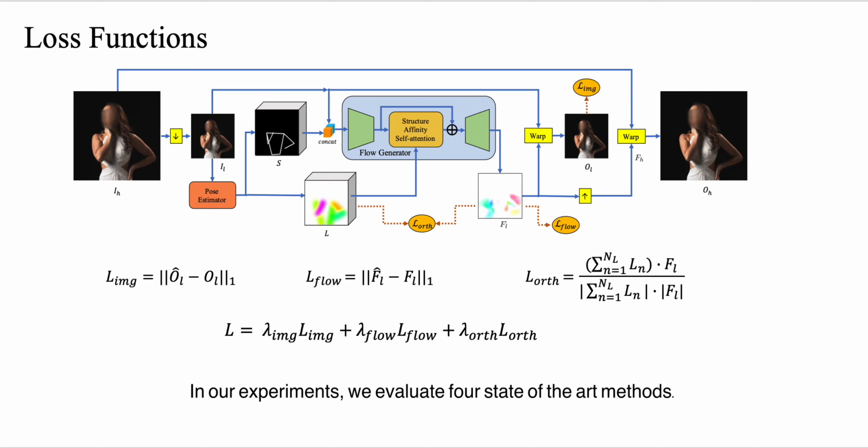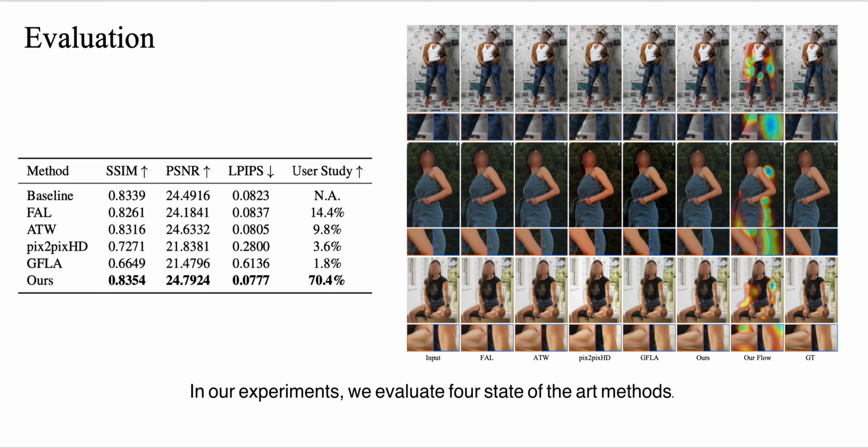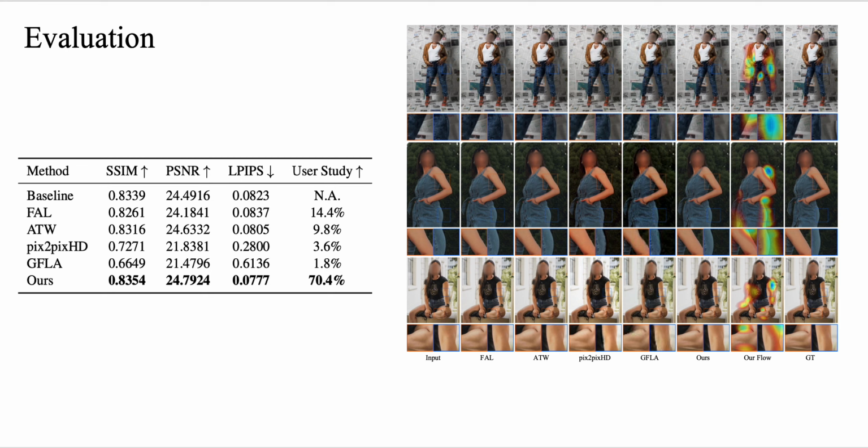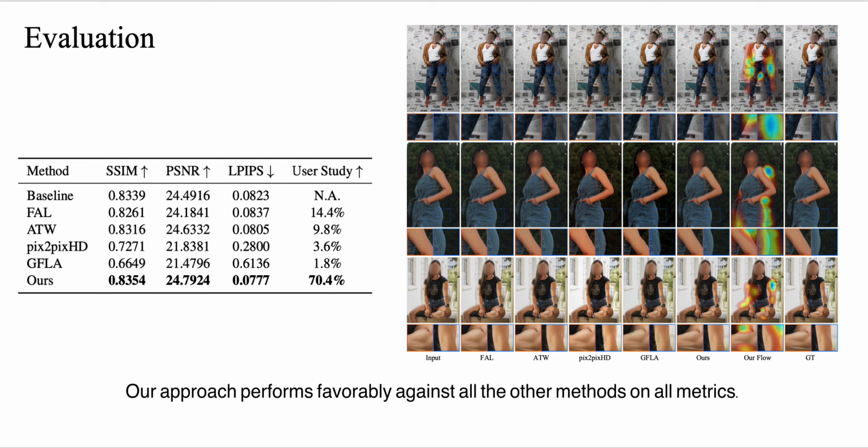In our experiments, we evaluate 4 state-of-the-art methods. The visual comparison results are shown in the figure. Our approach can produce high-resolution, consistent, and visually pleasing body editing results. As for quantitative evaluation, we use SSIM, PSNR, and LPIPS to quantitatively evaluate the difference between the reshaped images and the ground truth. Our approach performs favorably against all the other methods on all metrics.